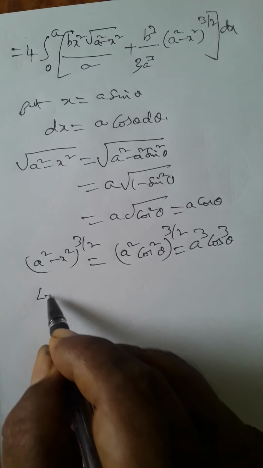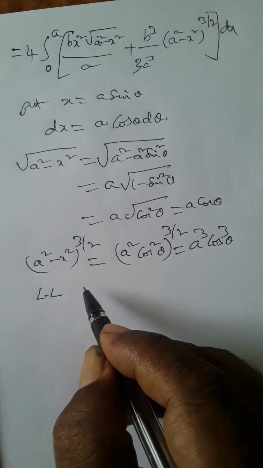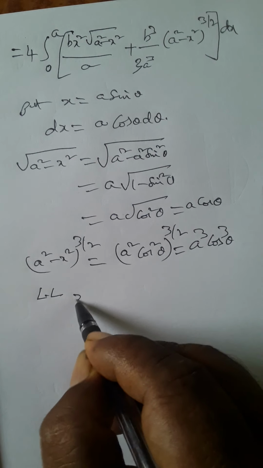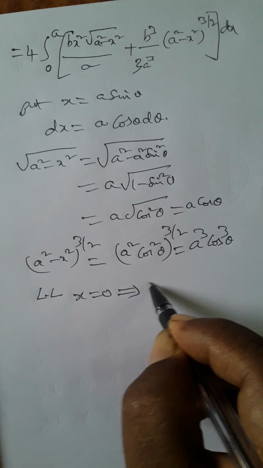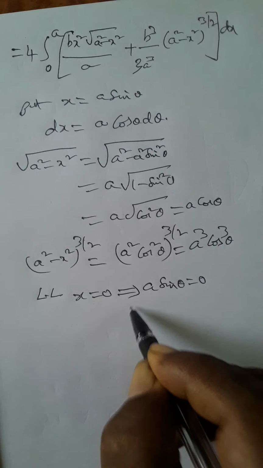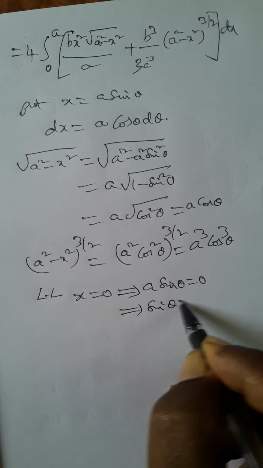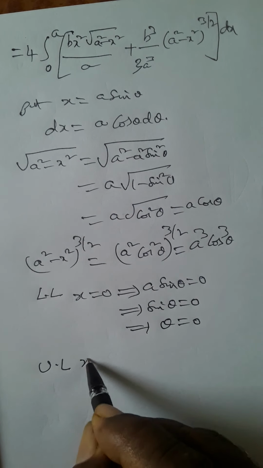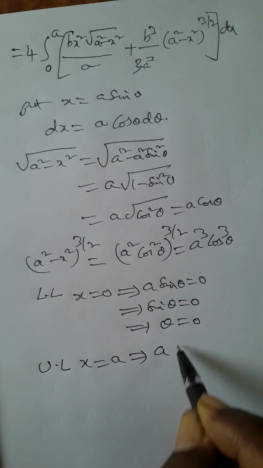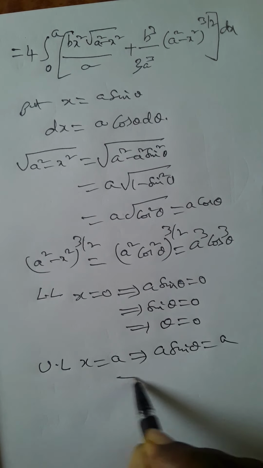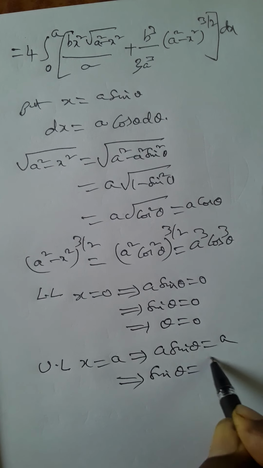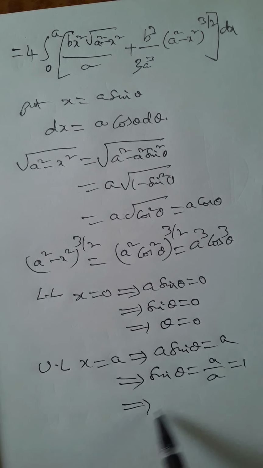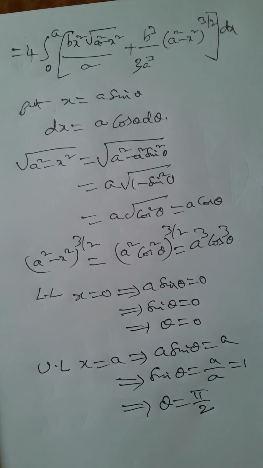Now, how do we change the limits? Lower limit: x is equal to 0 implies a sin theta is equal to 0, which implies sin theta is 0, which implies theta is 0. Upper limit: x is equal to a implies a sin theta is equal to a. This implies sin theta is equal to a by a, which is 1. This implies theta is equal to pi by 2, since sin 90 is 1.